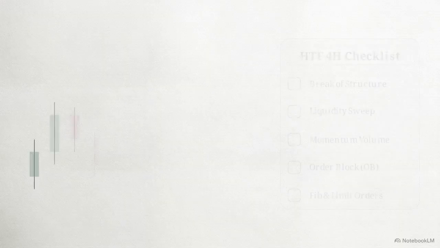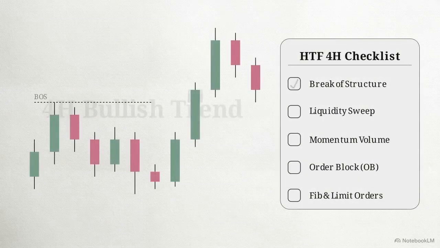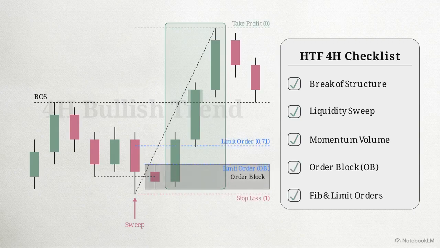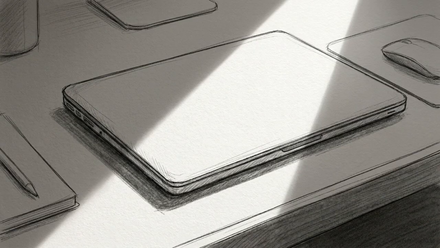Let's review the final chart. We have a solid break of structure, a clear liquidity sweep, 3 strong candles of volume, a mapped order block, and our Fibonacci limit orders are live. All 5 criteria are checked. This is where you close your laptop. Your work is done for the day.